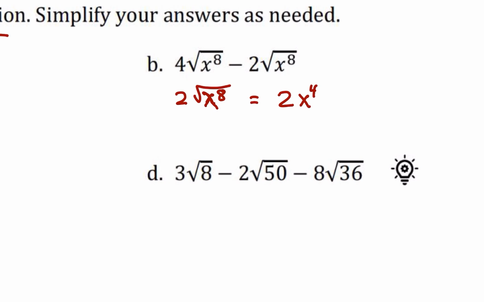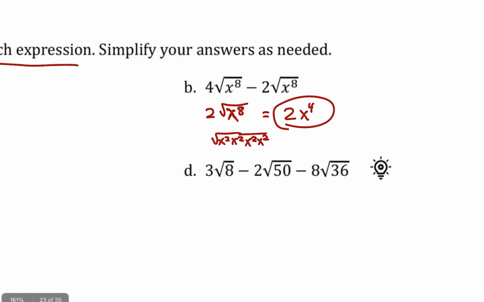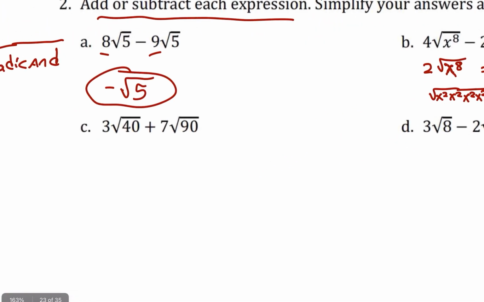And just to make sure that makes sense, remember the square root of x to the 8th is really the square root of x squared 4 times. And so we take out each one of those x squareds, and each one on the outside is just an x to the first. That's why this is our final answer. Okay, so that was just to help you think that through.